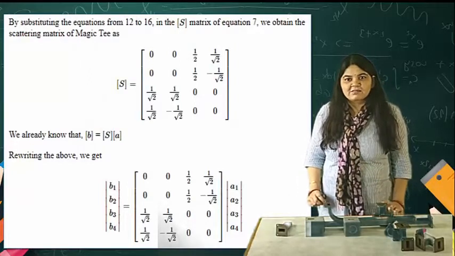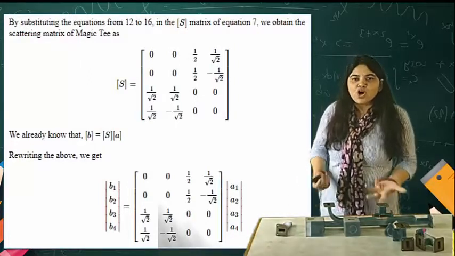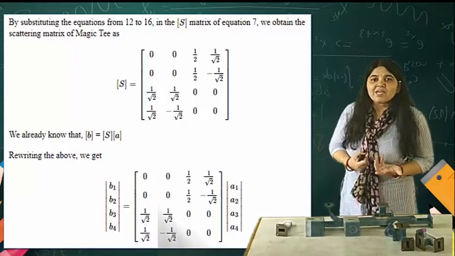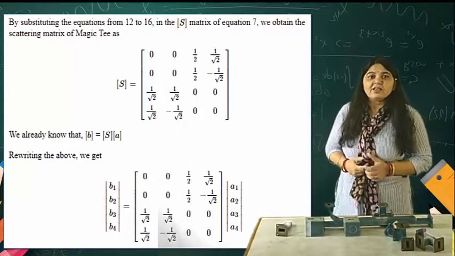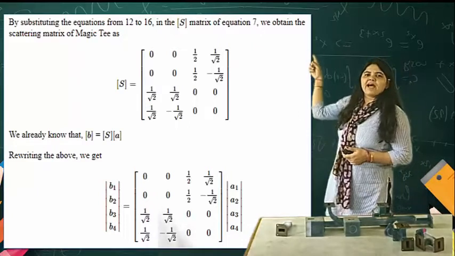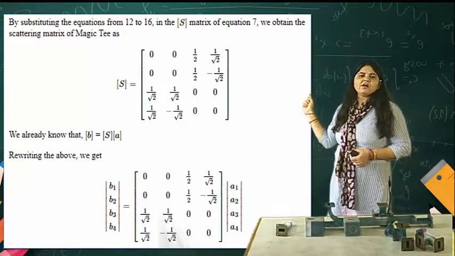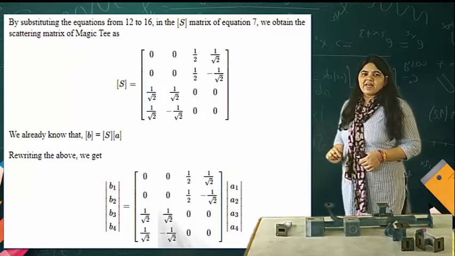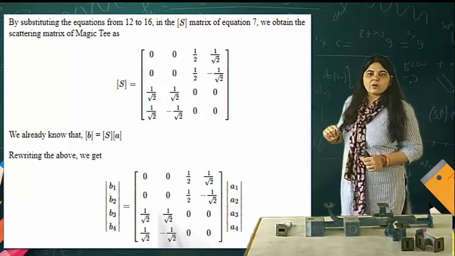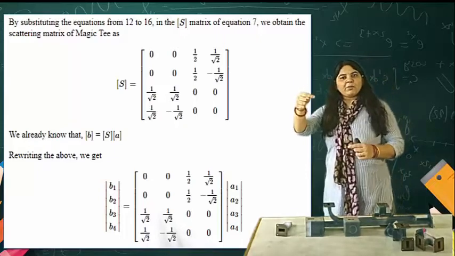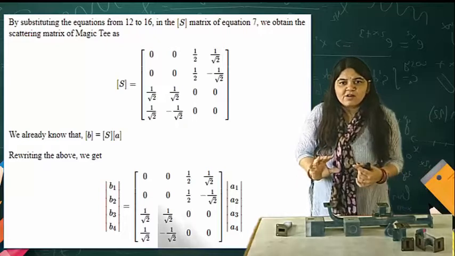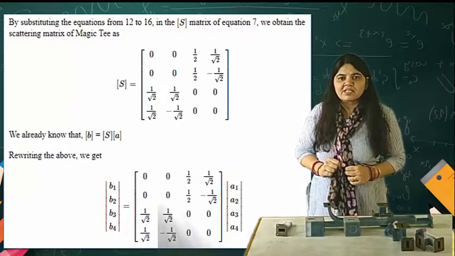In the viva, the question can be asked: what is the S matrix for the magic T? What is the behavior of the magic T? You can easily say the behavior of the component after watching this particular matrix. S11 is 0, meaning applying the input from port number 1, the output at port number 1 is 0, fine, if it is perfectly matched.